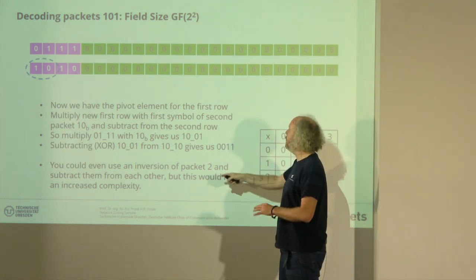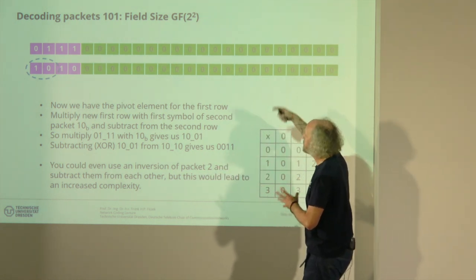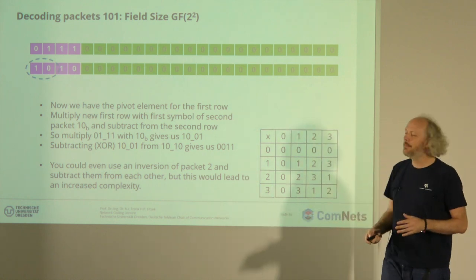Now you could say, why didn't we take the inversion of packet 2 and subtract it from each other? The problem is, building the inverse is always a problem, complexity-wise. Not in this field element, but later. There are some ways that are good, and other ways that are not so good. The nice thing is, you don't care, because whatever I tell you now, I just do this to explain how it works. Later we have a coding library that does this for you. But it's very important to understand what this library is doing.